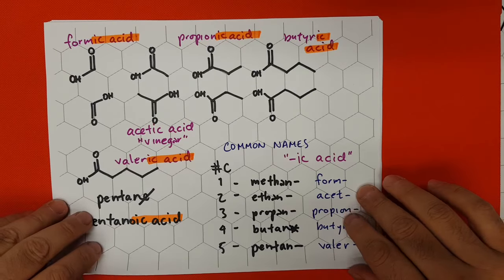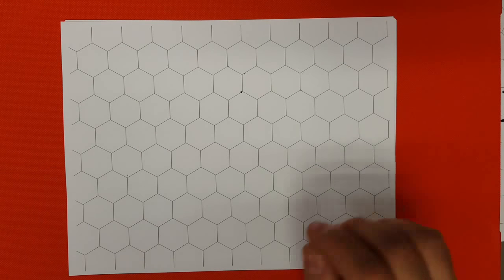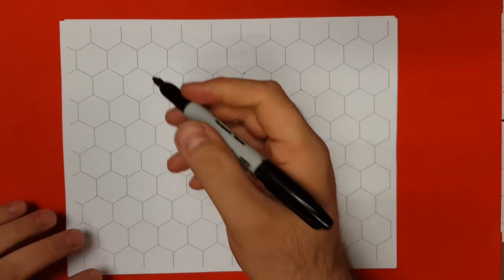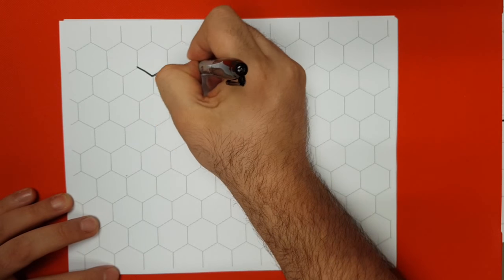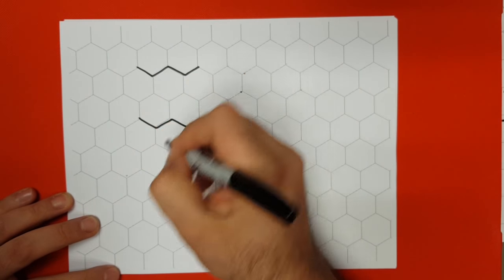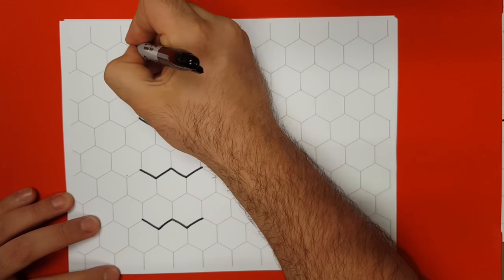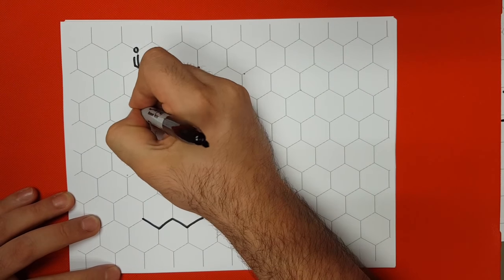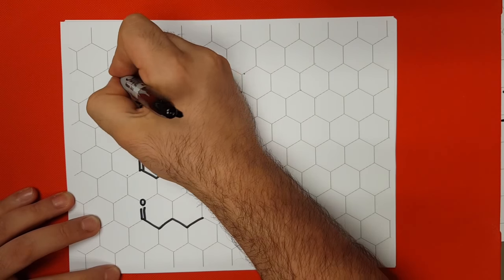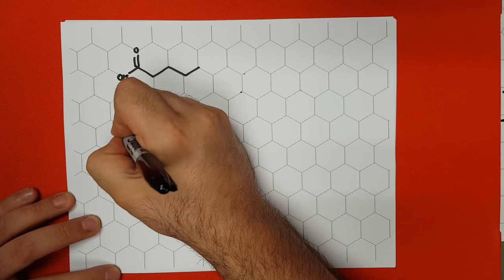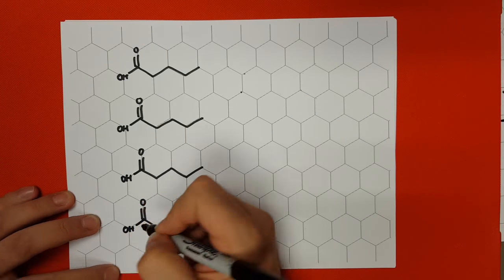Now, in the next exercise, let's say we start getting substitutions. So I'm going to draw a few of these 5 carbon acids. 1, 2, 3, 4, 5. We turn them into acids. Right now, they seem like they're going to be aldehydes. But once we add that OH at the end, the OH makes them an acid.